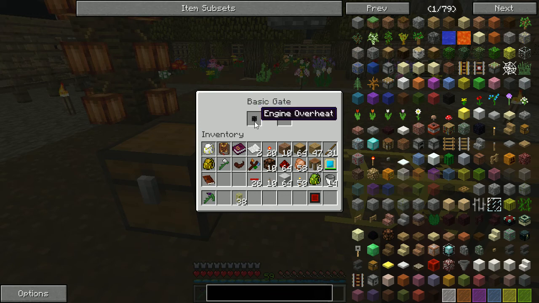Can we right click on them? Oh yeah, we can. Cool. Can we reset too by like shift? Oh, we can. I love it. Okay, so anyway, we have engine overheating, engine red, engine yellow, items in inventory.